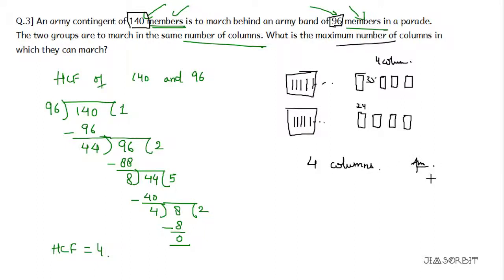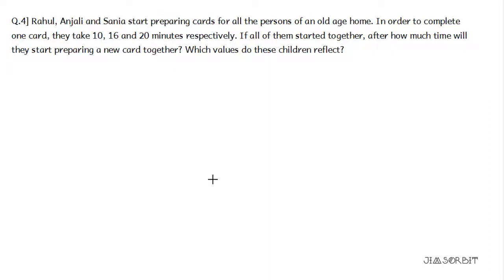So let us take the next question. Question 4 says, Rahul, Anjali and Sanya start preparing cards for all the persons of an old age home. In order to complete one card, they take 10, 16 and 20 minutes respectively. Okay, some 3 persons are there who are actually preparing cards, and they individually take 10 minutes, 16 minutes and 20 minutes. If all of them started together, after how much time will they start preparing a new card together? Which values do these children reflect?